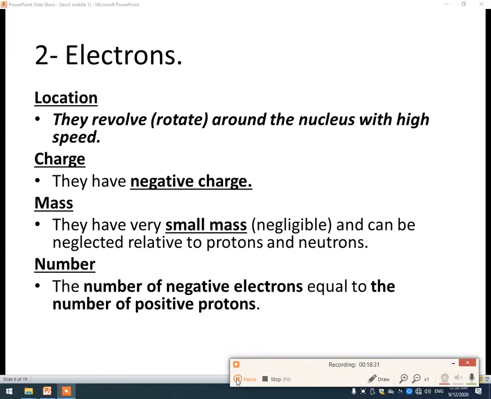What is the number of the electrons? It's a rule for you. The number of the electrons that revolve around the nucleus equals the number of the protons inside the nucleus. Okay, it's like a match between Barcelona and Real Madrid, and both of them scored, for example, 5 goals. So the result will be 5-5 for each team. So the number of electrons equals the number of positive protons. Again, the number of negative electrons equals the number of positive protons.